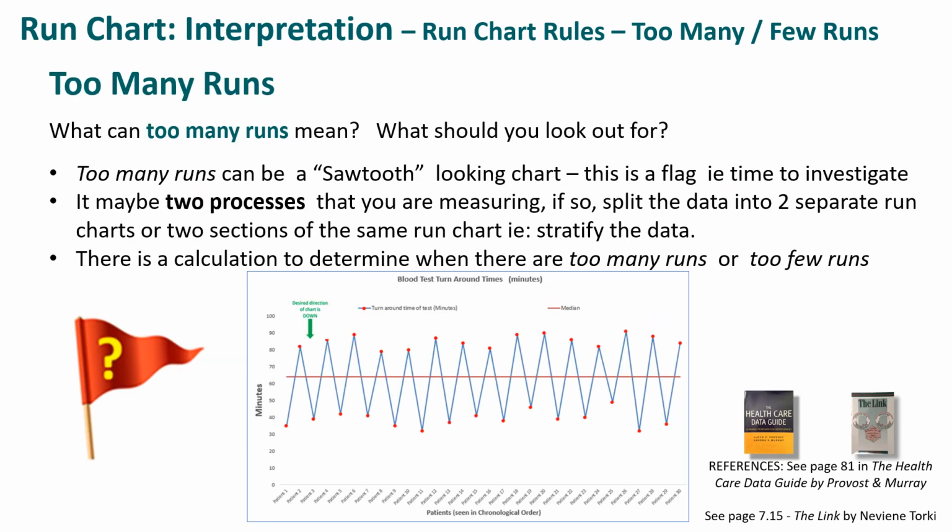So too many runs. What does too many runs mean in a run chart, and what should you look out for? Too many runs can be a sawtooth looking chart, and this is a flag and a time for investigation. It may be 2 processes that you're measuring. If so, you need to split the data into 2 separate run charts or 2 sections of the same run chart. In other words, stratify your data. So there's a calculation to determine when there are too many or too few runs.